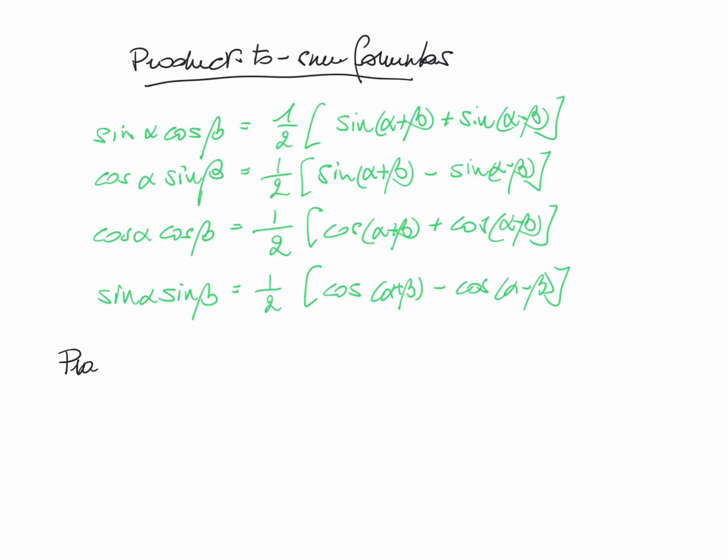The proof of these formulas is very straightforward. You just take your sum formulas, which we saw before, plug them in on the right-hand side, and work the right-hand side out to obtain the left-hand side. Let's take a look at the following example where we can use the formula. Let's say we want to express sine of 3x times the sine of 5x as a sum of trigonometric functions.